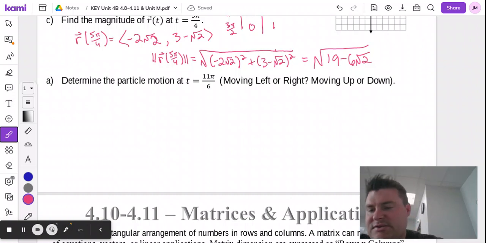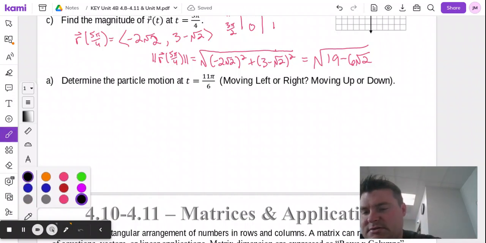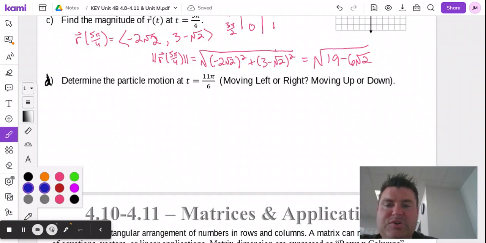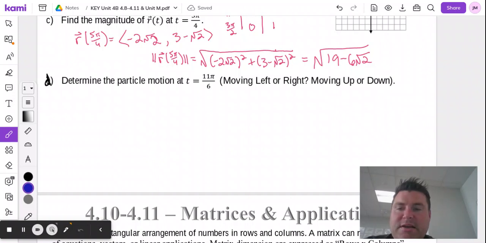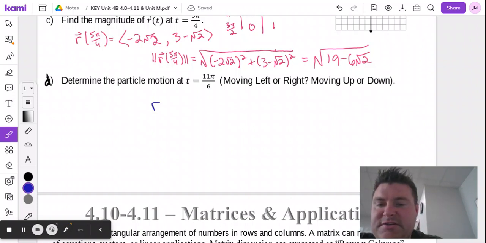All right, last part. Oh, part A, I should say part D. D as in done. Almost done. Determine the particle motion at 11 pi over 6.